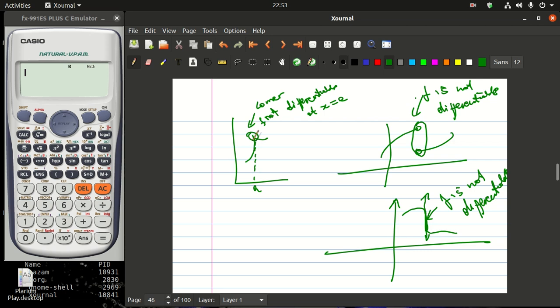Look, when you have a corner, like we had with f of x equal to the absolute value of x, you can see that we had a corner there. That is why it was not differentiable. And when you have a function such that the tangent line is a vertical tangent, you can see that it's also not differentiable. These are some of the points.